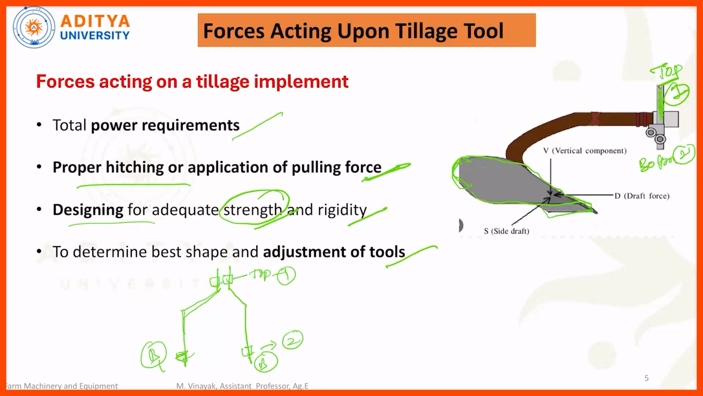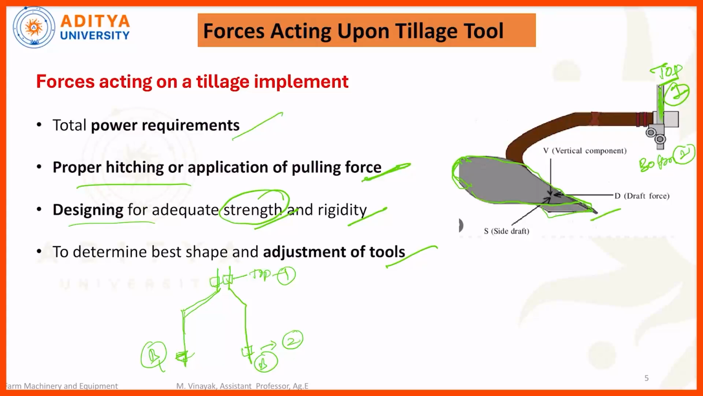Next is to determine the best shape and adjustment of the tool. While carrying the tool from one place to another, as well as while storing the implement in a shed, the shape is also very important. The tool should also be easily adjustable. Suppose we can dismantle the tool by using the nuts and bolts only, and again assemble it. Why? Because this entire structure is fabricated or coupled with nuts and bolts, so we can easily dismantle and assemble it.